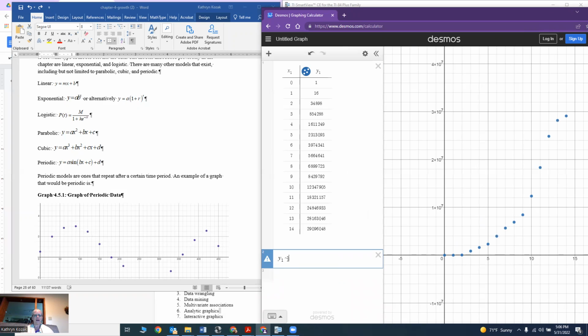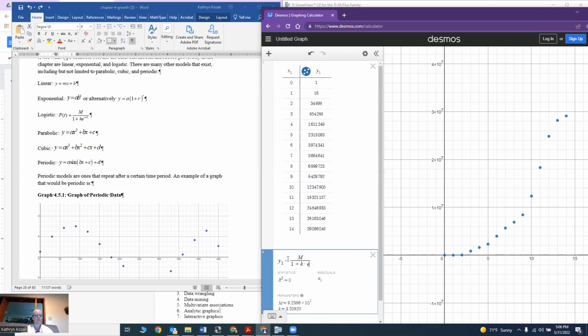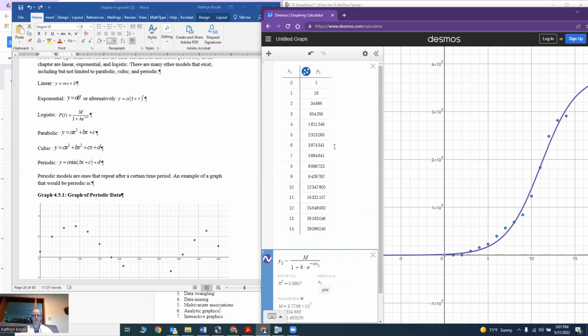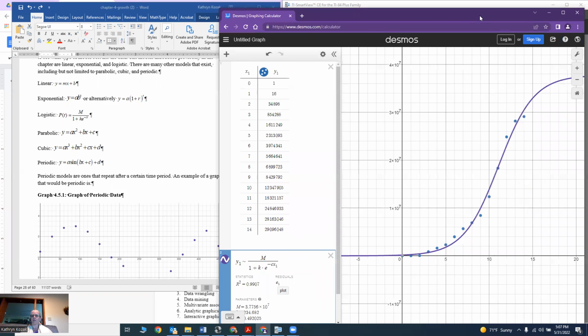I then type this exactly as I see it: M divided by, notice it put it in the denominator, 1 plus K times e to the negative C times. Now I can't use T, because it's not my variable. My variable for my input is X1, so I'm going to type an X and then a 1 to make it a subscript. Notice once I do that, it actually draws that graph directly on my graph.